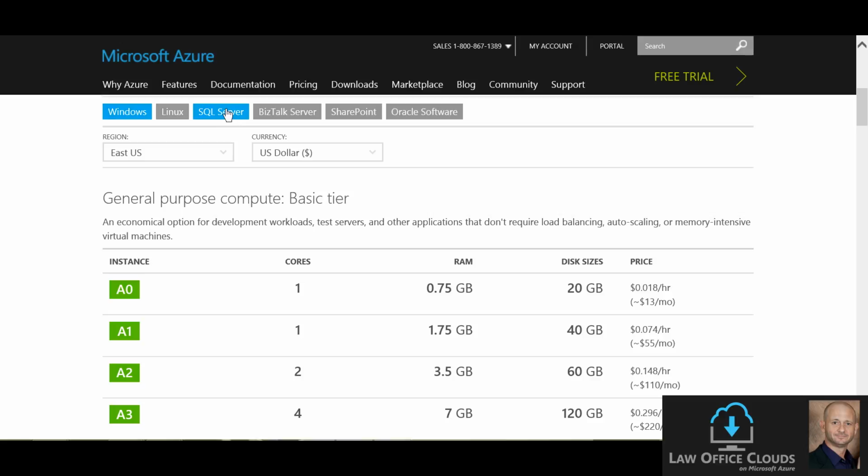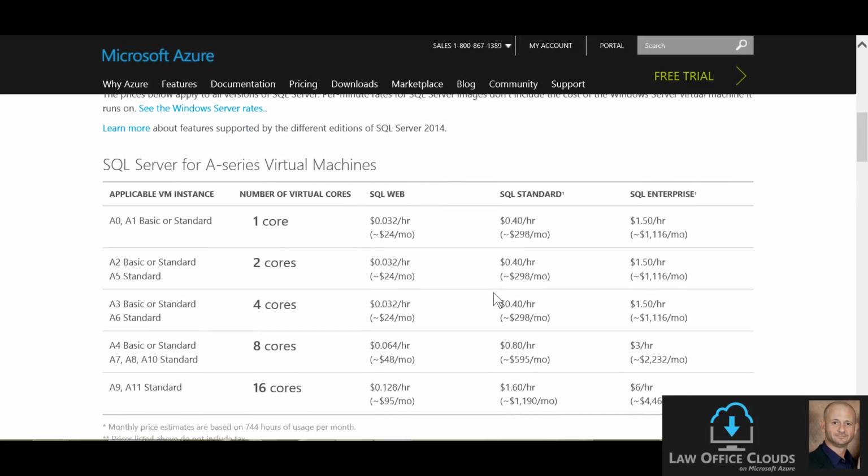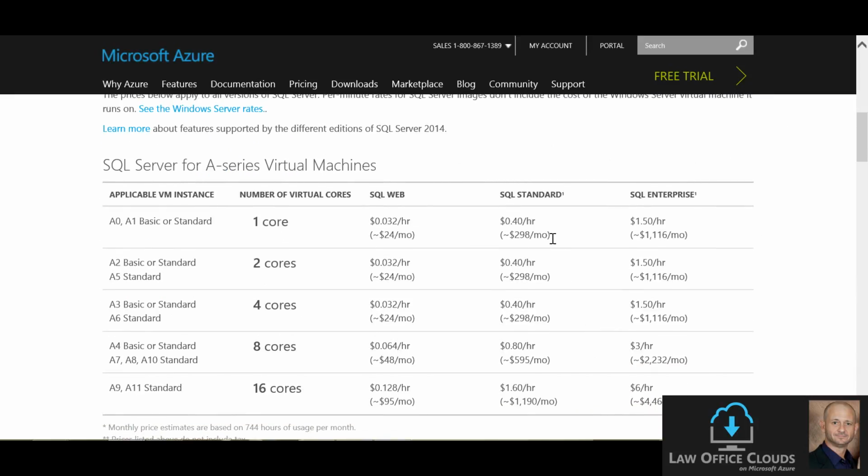Some other pricing notes that may be relevant for law firms concern SQL Server pricing, and there are many ways you can license SQL on a Microsoft Azure virtual machine. You can pay monthly for the cost of the SQL, and as we see, we've chosen SQL Server. Now, this does not include the cost of the virtual machine itself, just the SQL license. So for instance, here we're looking at a basic machine. If we chose an A0 or A1, which we were discussing previously, the additional cost for SQL Standard would be approximately $298 a month if that machine is left on 24 hours a day.